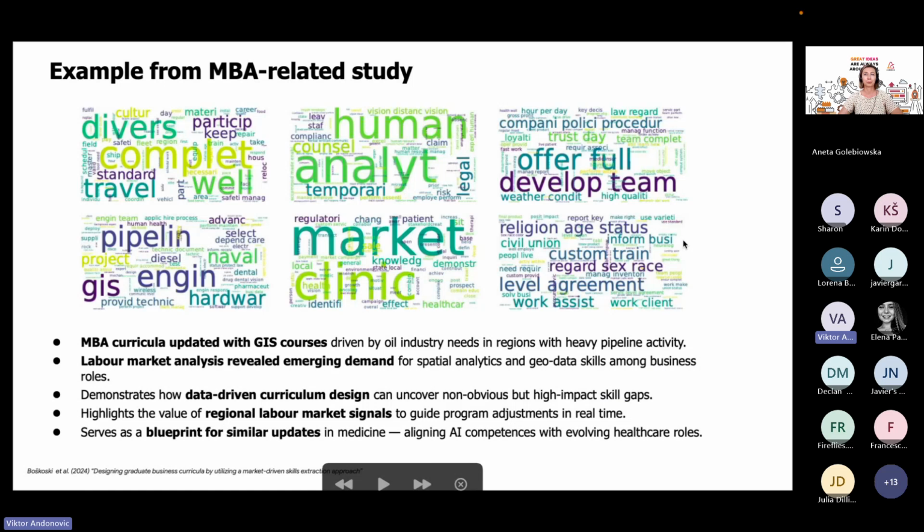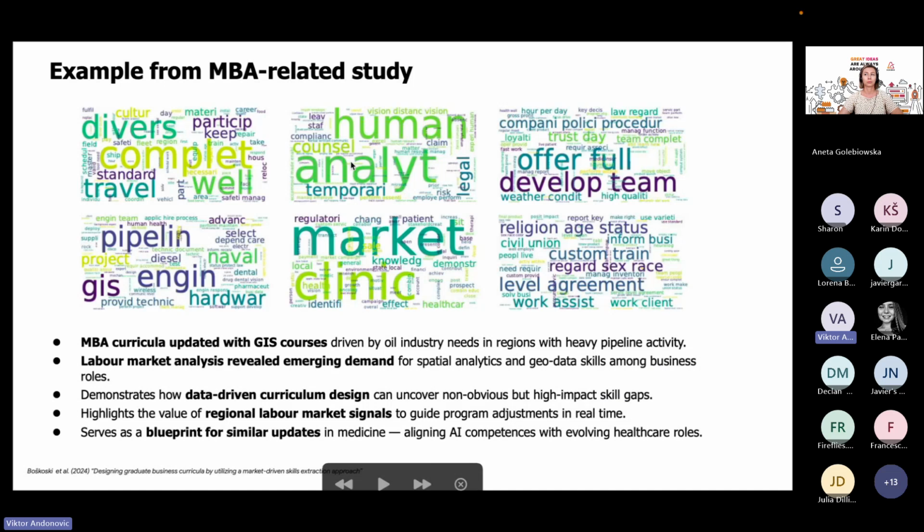So what we did is we tried to extract the necessary skills and competences from the labor market only for the positions which are related to economy and business. What was interesting is that usually in this domain, we see skills which are related to economy and business, but we also saw things like GIS, which is Geographical Information Systems, and pipeline. Here we can see it on this word cloud. And those skills are not really directly related to economy and business.